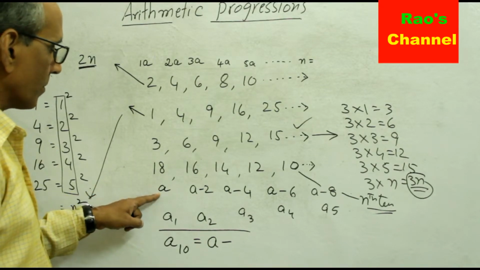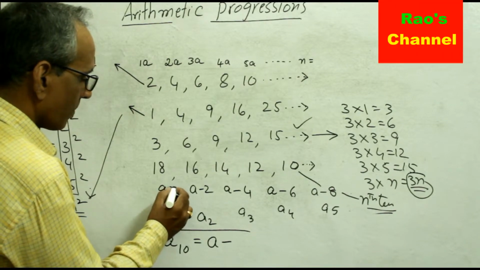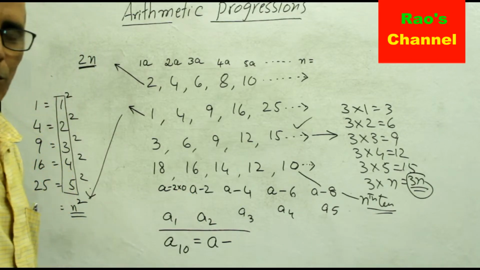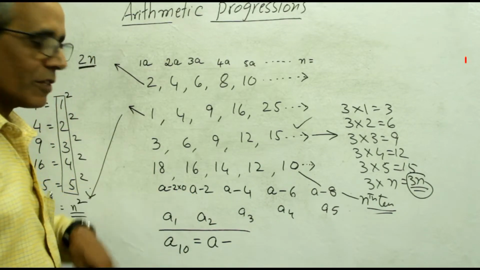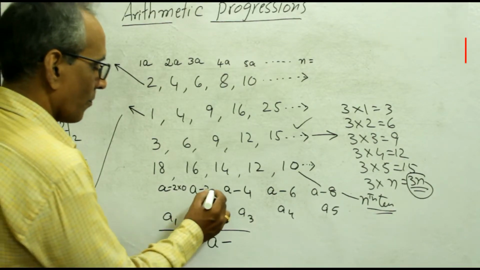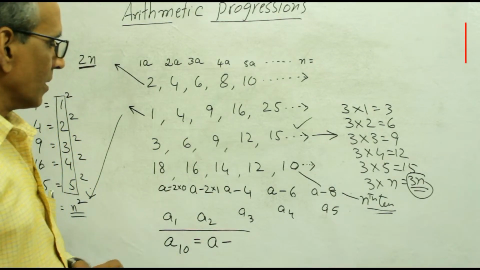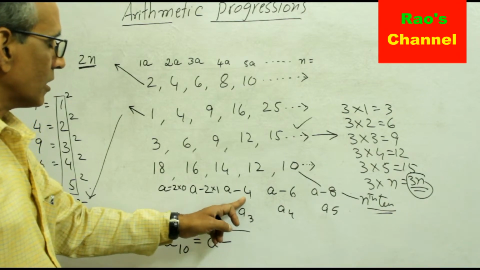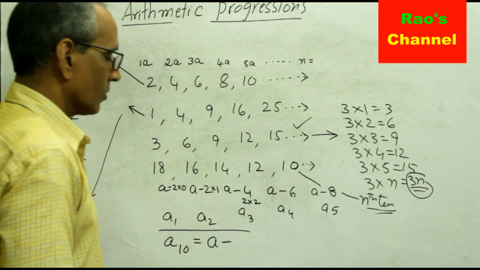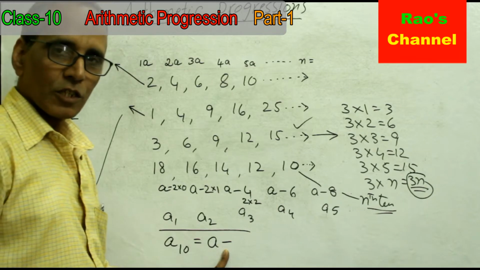First term is A. Since we know it is decreasing by 2, what is subtracted from A? 2 into 0 actually, 2 times 0. Nothing we are subtracting from the first term to get the first term. For the second term, 2 into 1 we are subtracting. Clear? And third term, 2 into 2. Now can you imagine the 10th term?